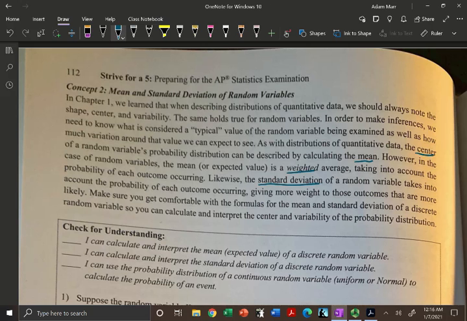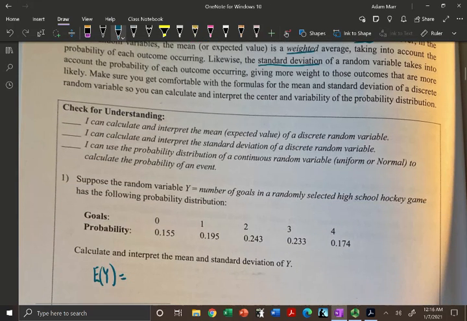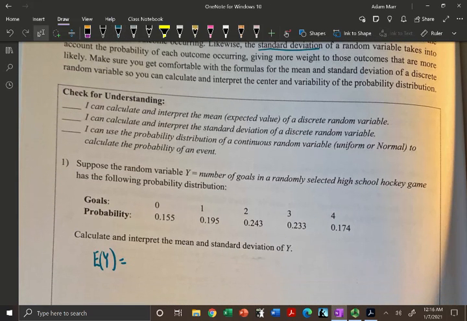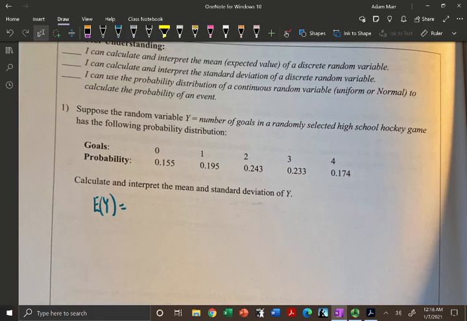So remember, I said you could do these on the calculator. All right, so we'll look at doing it on the calculator, but I'm going to do it by hand and on the calculator so you're comfortable with it. All right, calculate and interpret the mean and standard deviation of Y. Y is the number of goals in a randomly selected high school hockey game, and has the following probability distribution. So this isn't very long, so it's not that bad.